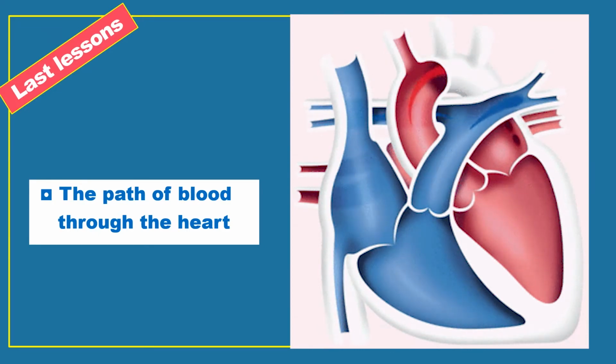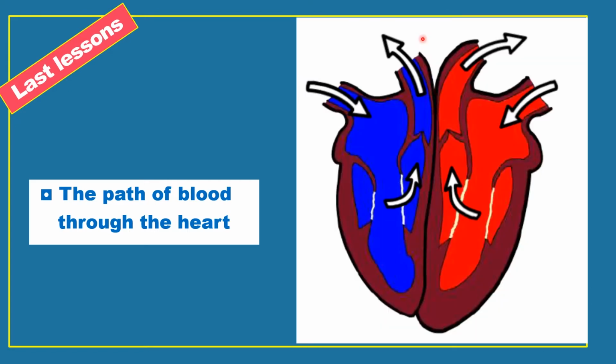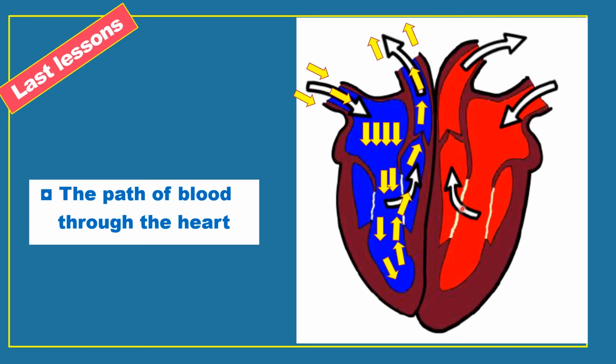Then the right ventricle contracts also, and it pumps the blood to the lungs, as you see on the screen. What happened on the left side? The blood comes from the lungs through the pulmonary veins to the left atrium.